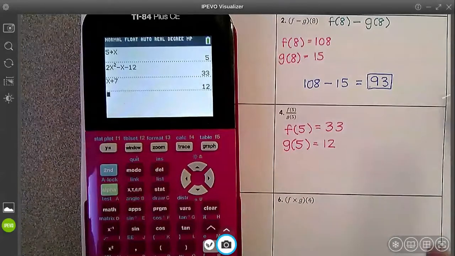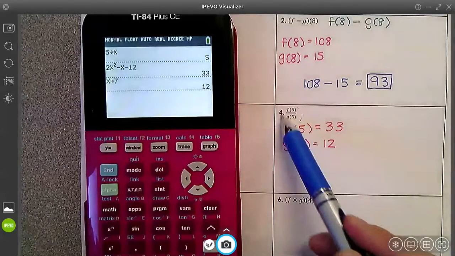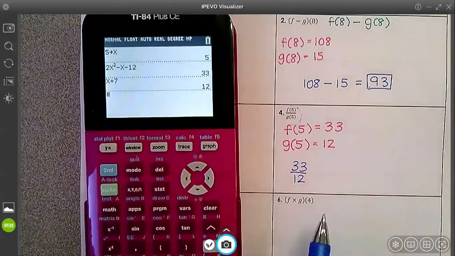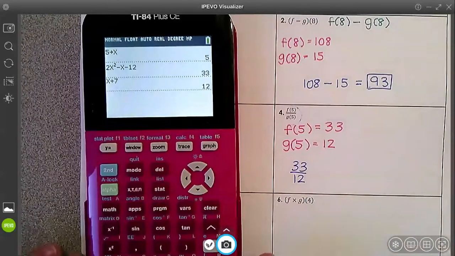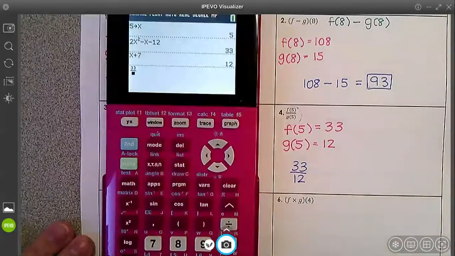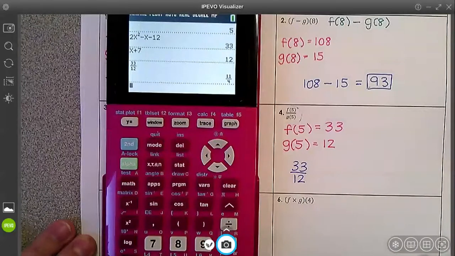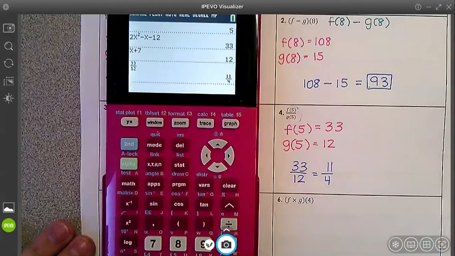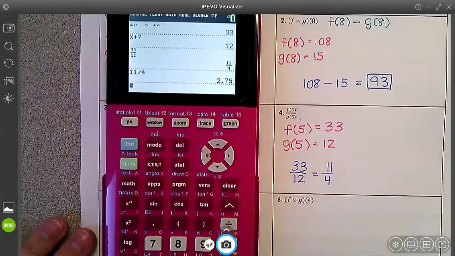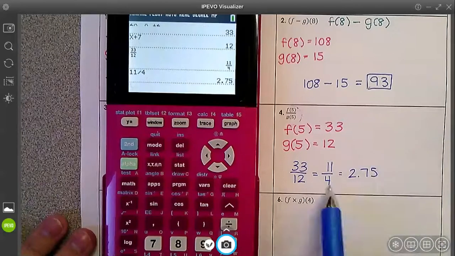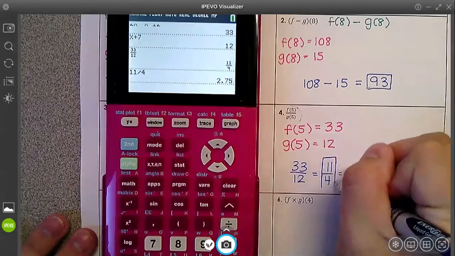Right. So he asked if this is dividing. We could just write it as a fraction, 33 over 12. We will want to see if that simplifies. If we go to Alpha y equals and type in 33 over 12, it does simplify to 11 over 4. So you can leave it as a fraction, or you can do 11 divided by 4, and you get 2.75. Either one of these answers would be fine.